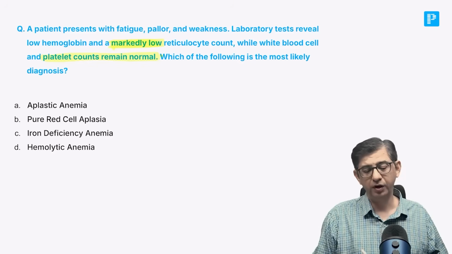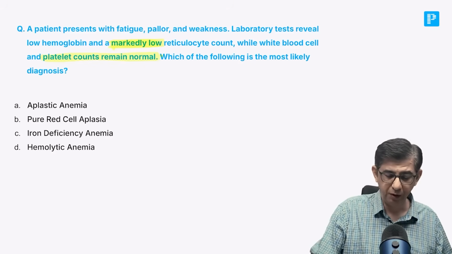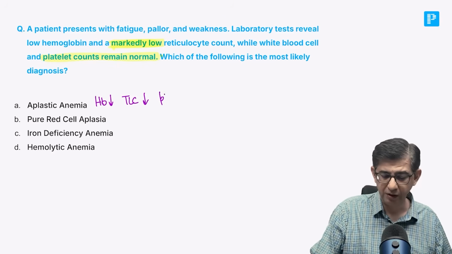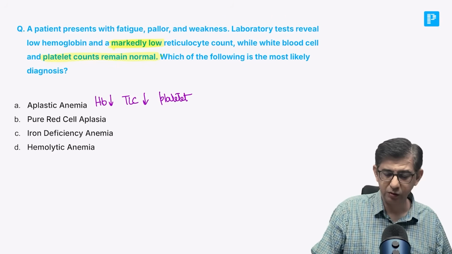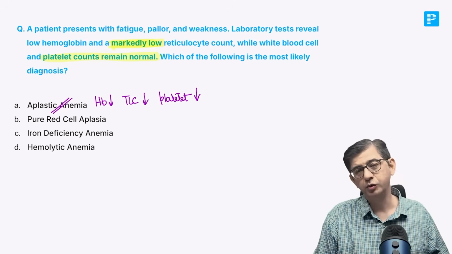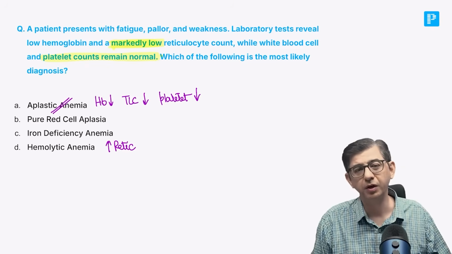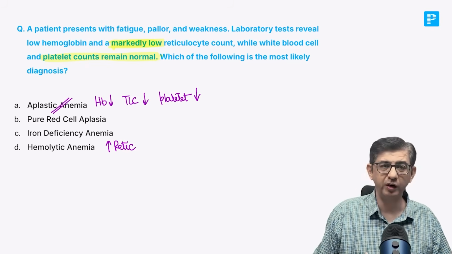Markedly low reticulocyte count and platelet count is normal. See, aplastic anemia will have pancytopenia, so all three things would be going down in that case, whereas he has specifically mentioned that TLC and platelet count are normal, so that is the reason I'm ruling out aplastic anemia. When it comes to hemolytic anemia, the reticulocyte count will be increased, so we are left between two options: iron deficiency anemia and pure red cell aplasia.